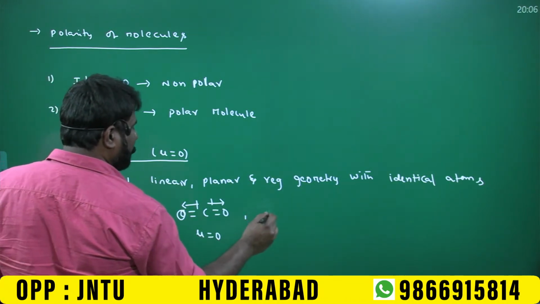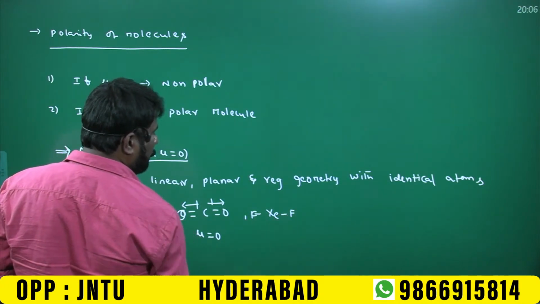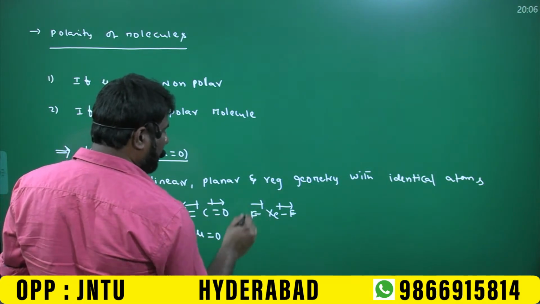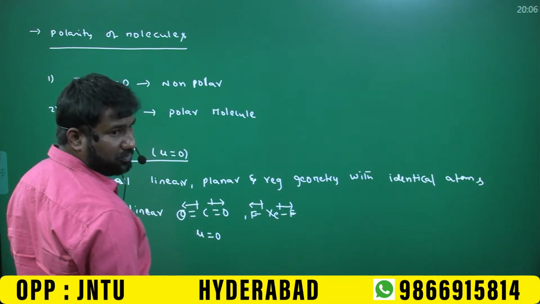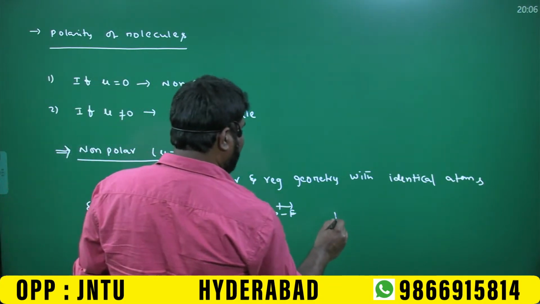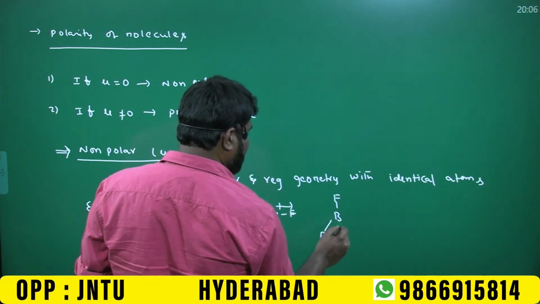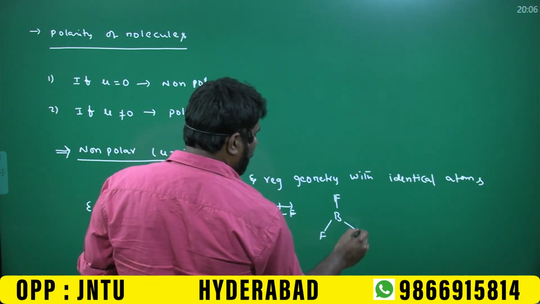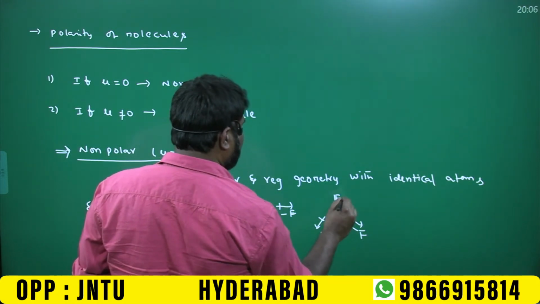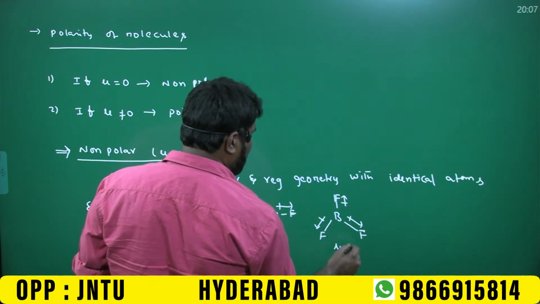Not even this one, XeF2, same, linear. This is in this plane, this is in this plane. Again, dipole moment 0, mu equal to 0. Or even you can take boron trifluoride, BF3. This is F, this is F, this is F. Trigonal planar, right? This is a vector quantity, this is a vector, this is a vector. So the resulting vector equals 0.